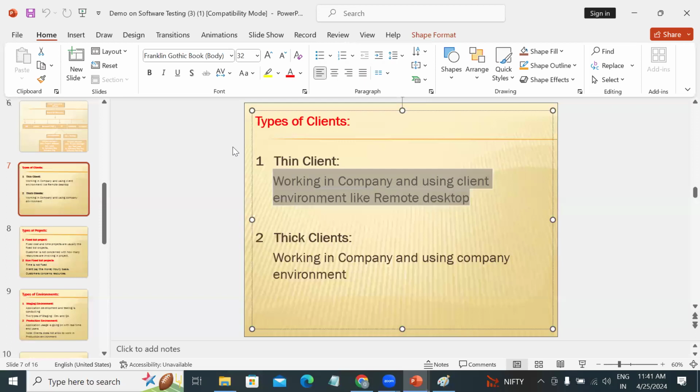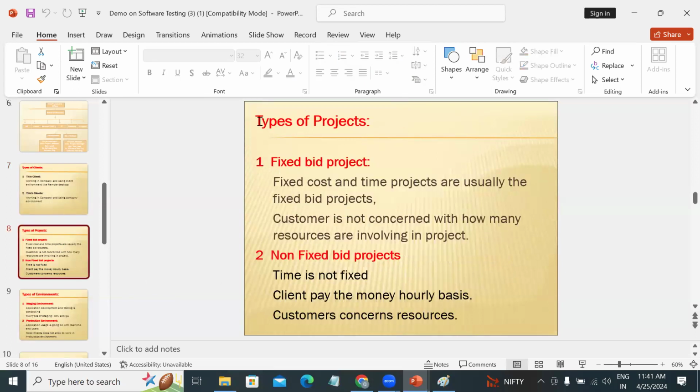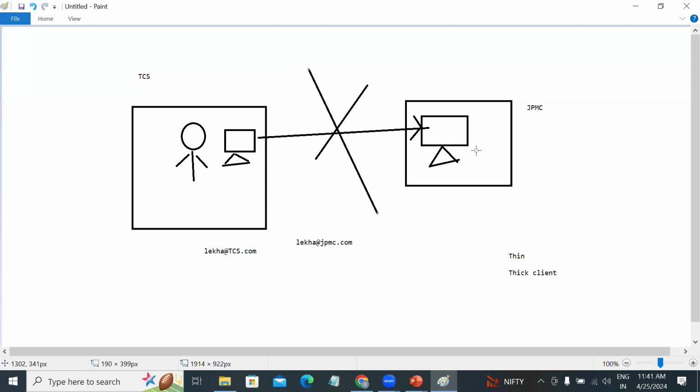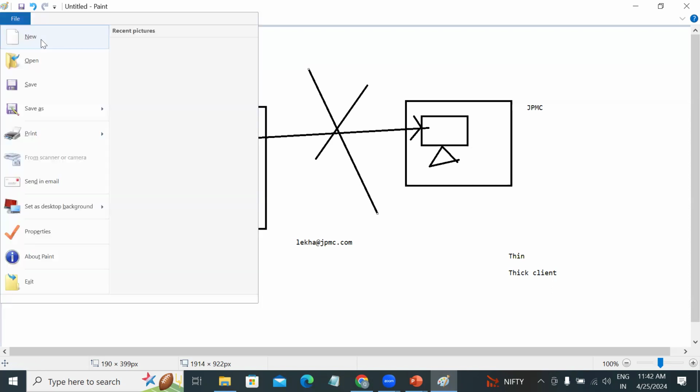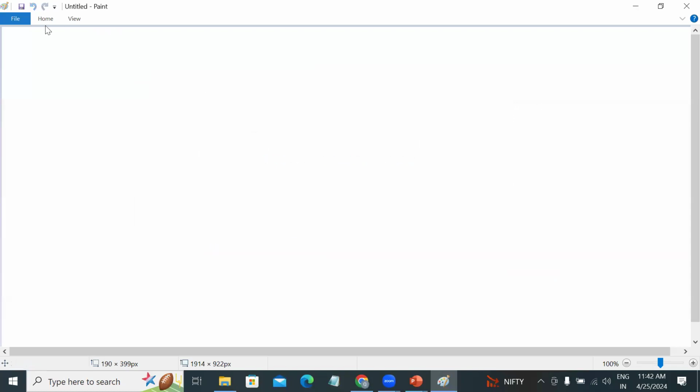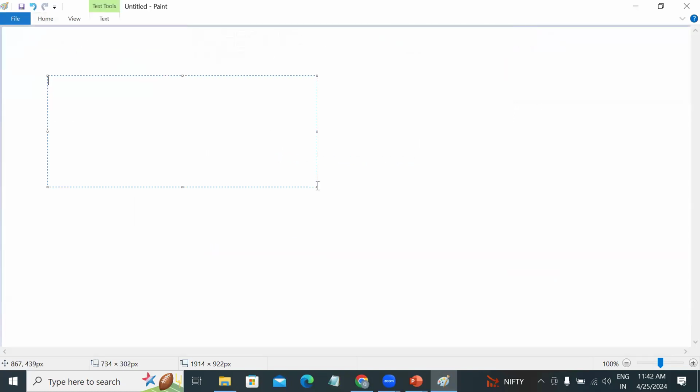Now, types of projects. Suppose you're working for the JPMC client on one application project. Then what types of projects are there? Okay, so we have two types of projects: fixed bid and non-fixed bid. Whenever you're working in a company on a project, for a service-based company, we have two types of projects: fixed bid and non-fixed bid projects.